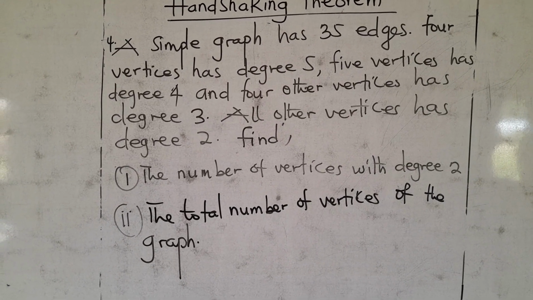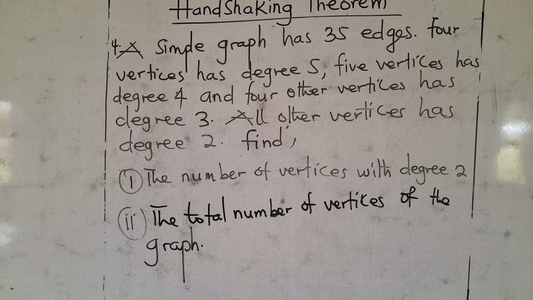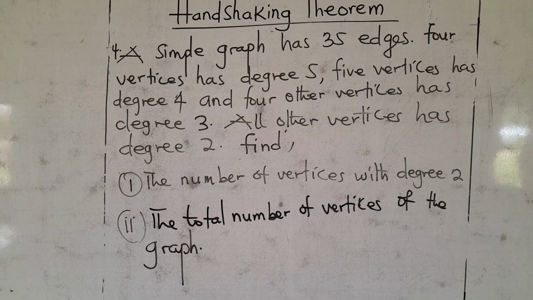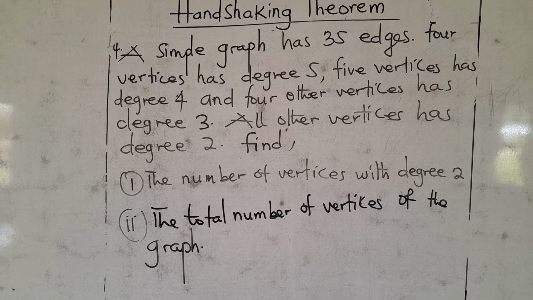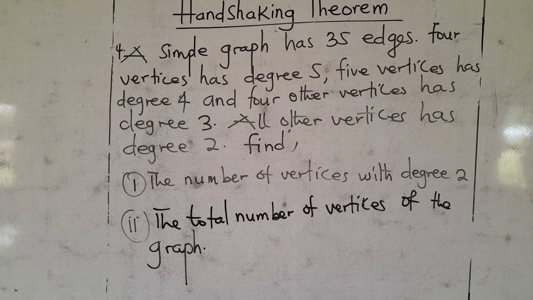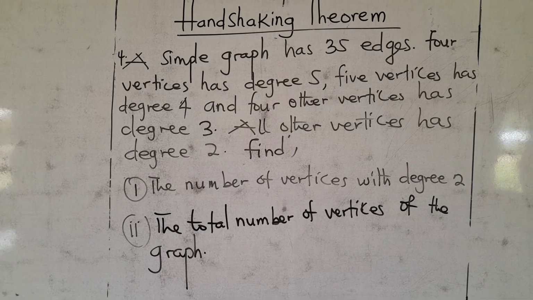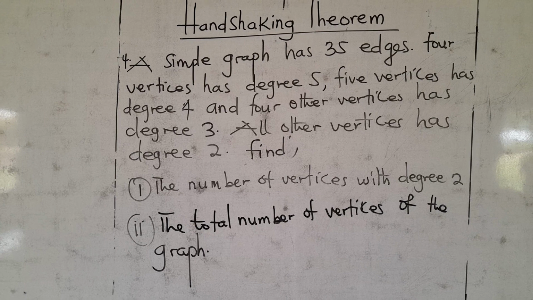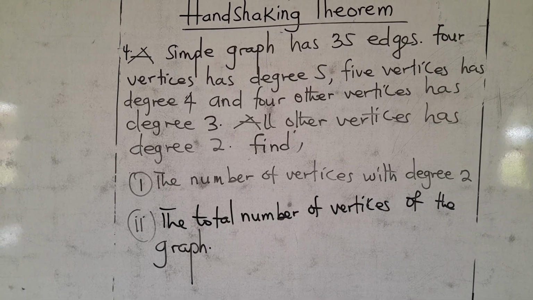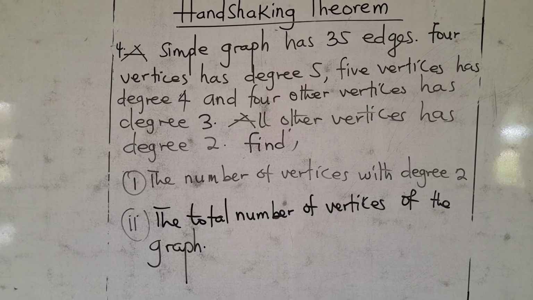A simple graph has 35 edges. 4 vertices have a degree of 5. That means each of the 4 vertices has degree 5. 5 vertices are known to have a degree of 4. Each of them has a degree of 4. And 4 other vertices have a degree of 3. 4 vertices are known to have a degree of 3.